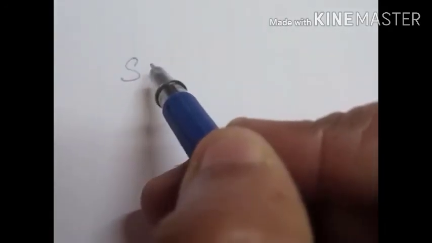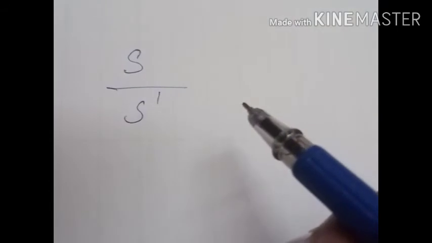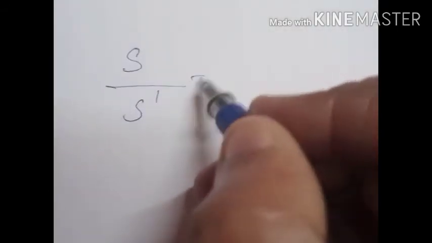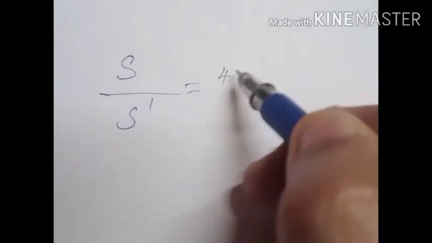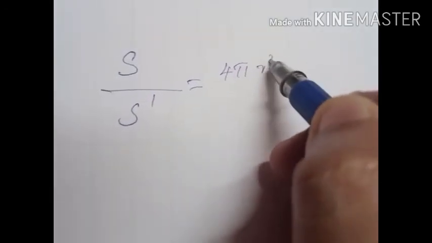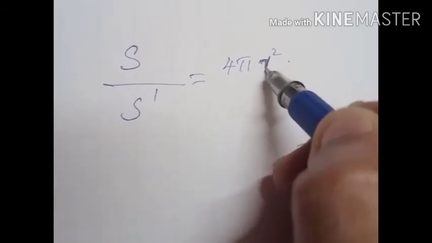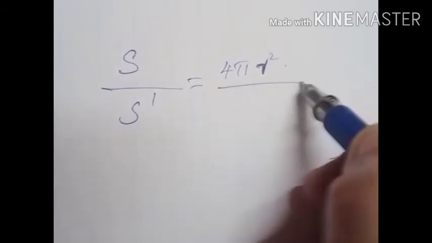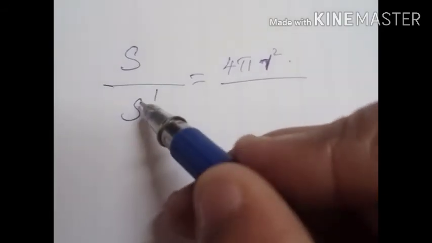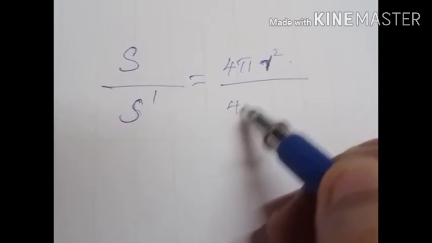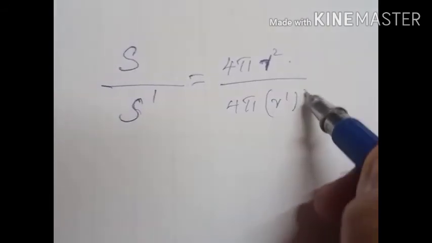Next we have to find the ratio of S and S dash. For that we have to write S by S dash. What is S? 4 pi r square, because the small sphere's radius is small r. Then divided by the big sphere, whose radius is r dash, so 4 pi r dash square.